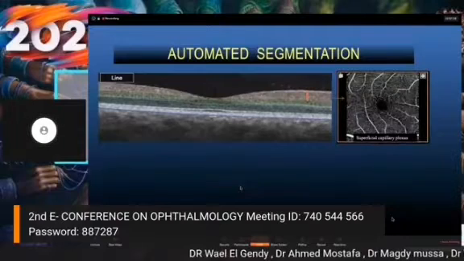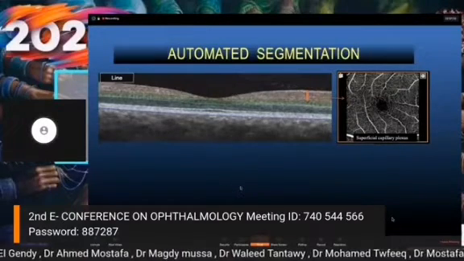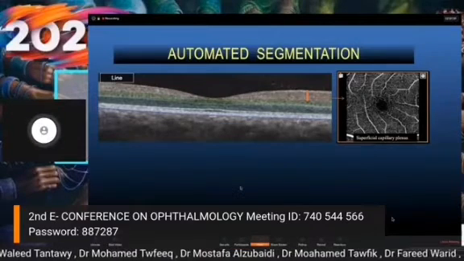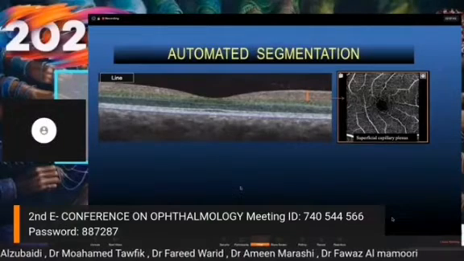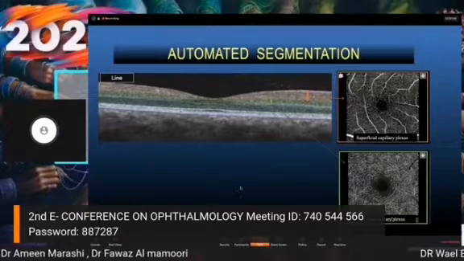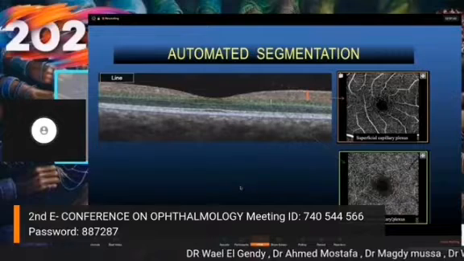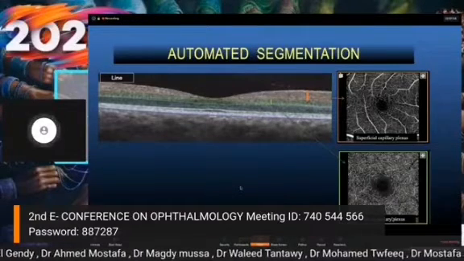This is the first layer, which is the superficial capillary plexus, which is bordered by the internal limiting membrane, including the retinal nerve fiber layer and ganglion cell layer. So it's up to the inner plexiform layer. Then comes the second layer, which is the deep capillary plexus, which is bordered by the inner plexiform to the outer plexiform layer. And each layer has a color code surrounding the cube, as we can see here.